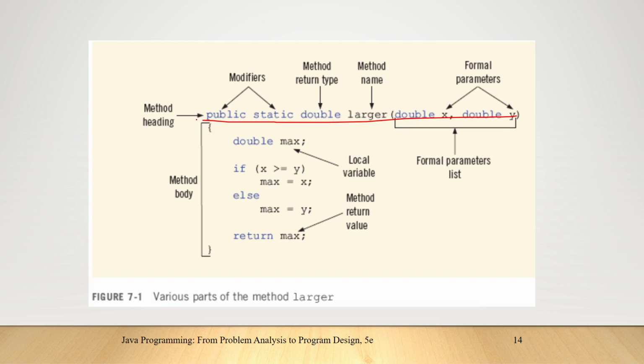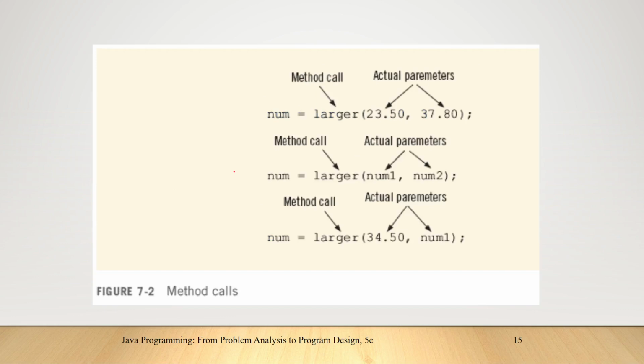Remember the parts of the method. Executing the method definition is done by calling it. So we have the method call. This statement calls the method larger and passes these two values here as actual parameters. This is expecting to return a value of type double, in which the value is being assigned to a variable num. So its value will be used for calculations later, or for printing.